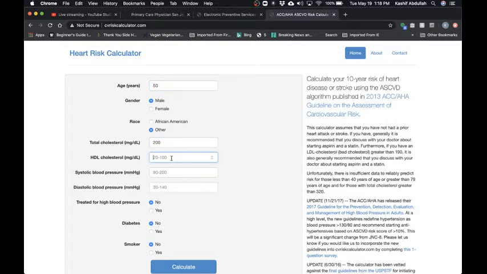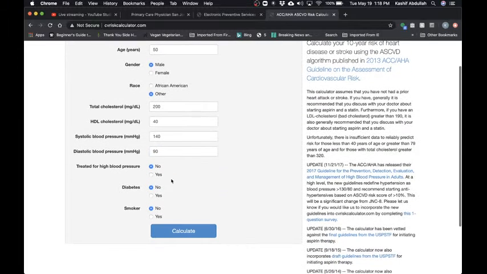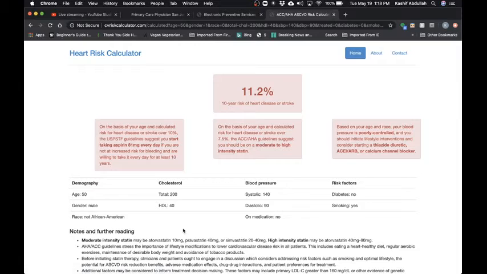And because LDL is like, say, 40, his blood pressure is, let's say, 140 over 90. Let's make up something like that. We'll say he's not being treated for high blood pressure, he's not a diabetic, and he's not a smoker, right? Or we'll say he's a smoker. Then we calculate. So this person is at 11.2%.